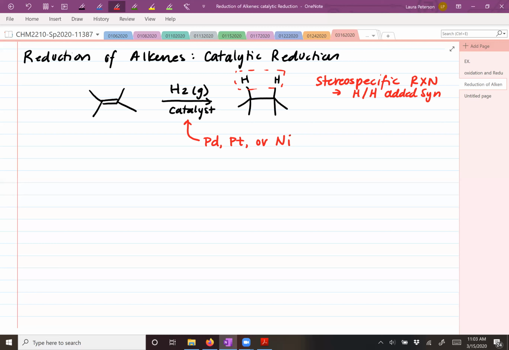Okay, so I want to look at a few examples of this reaction. Again, we're not looking at the mechanism here, but I want to look at a few examples so that we can rationalize syn addition. Okay, so like other reactions of alkenes, we'll look at one cycloalkene and one acyclic alkene. Okay, so let's look at this example.